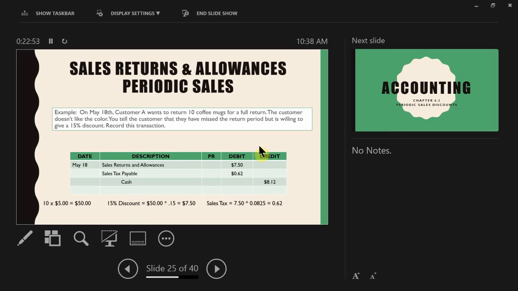I'm going to give them back $7.50, but I also have to calculate the tax based off of those $7.50. So the tax, again, is going to be 62 cents. So therefore, you're going to be giving this customer overall money of $8.12. Okay? They are only giving a portion of the money back. Right? Any questions here? No. Okay.